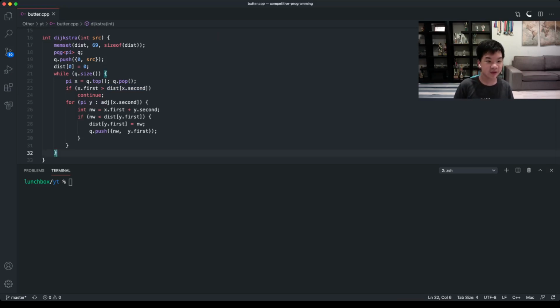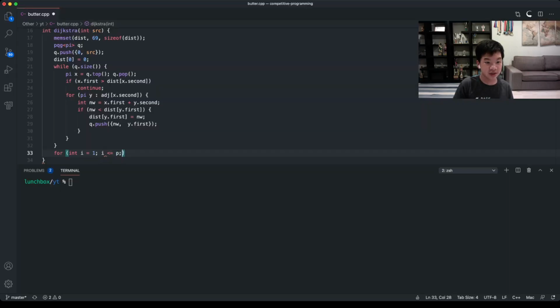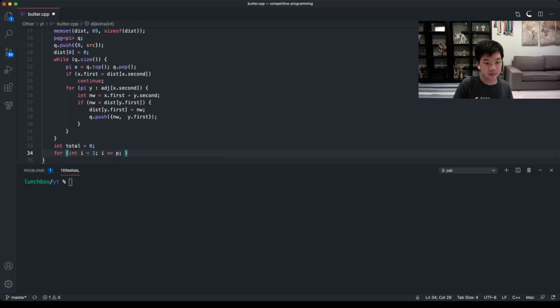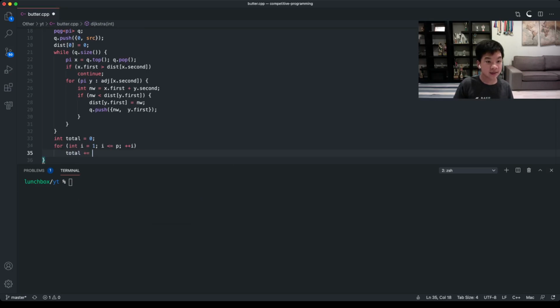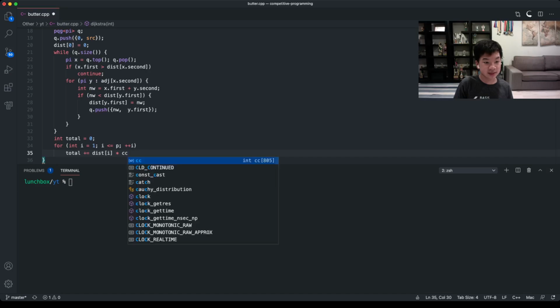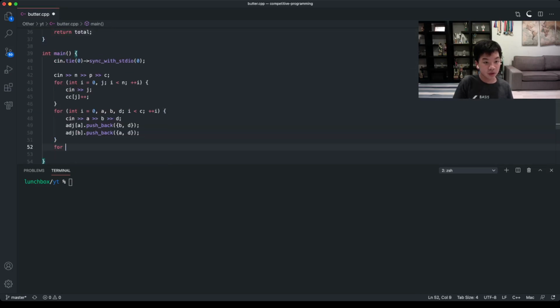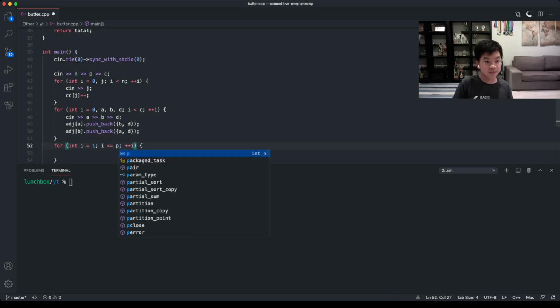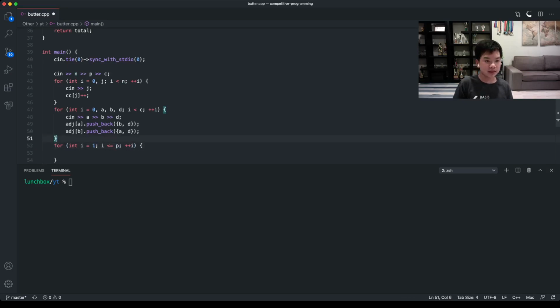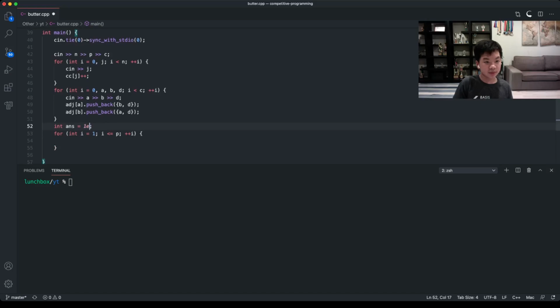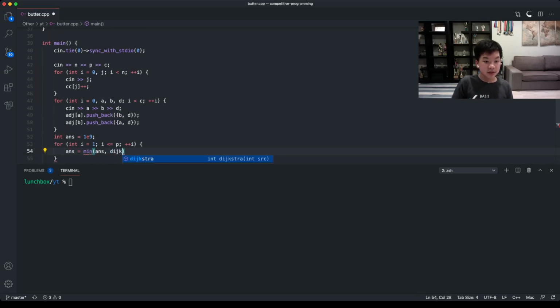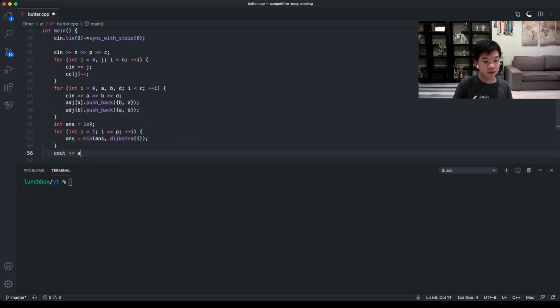All right. So assuming that that works, we're going to loop through each pasture. Let's call it total. We're going to add the distance times the number of cows, which is going to be CC of I. And then we're going to return total. All right. So then back here, we're going to try to go from each pasture. We're going to try to place a sugar cube at that pasture. So then let's call our answer a pretty big value. Min, since you want the minimum answer, the extra of I. So then at the end, we're just going to print our answer.